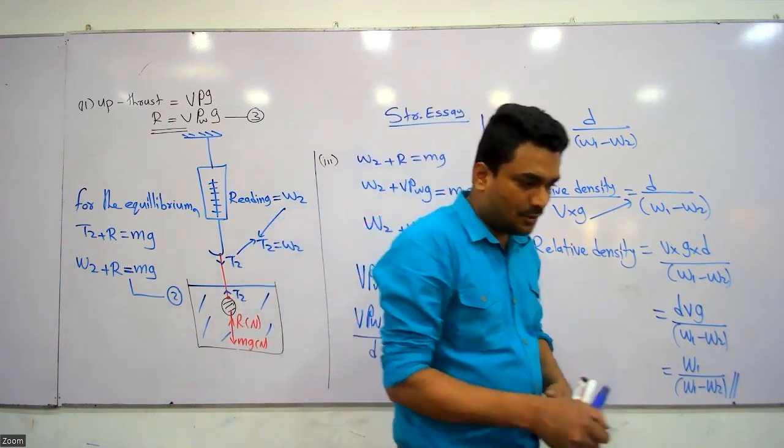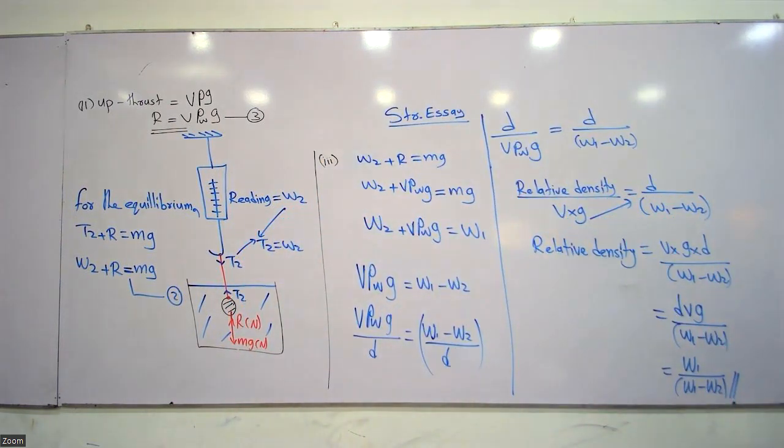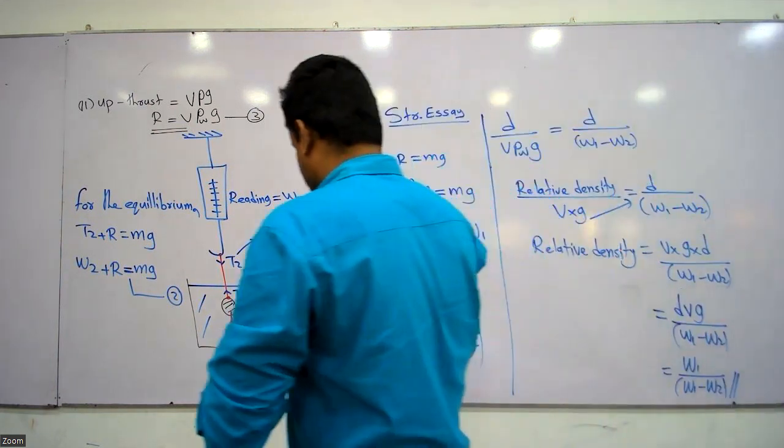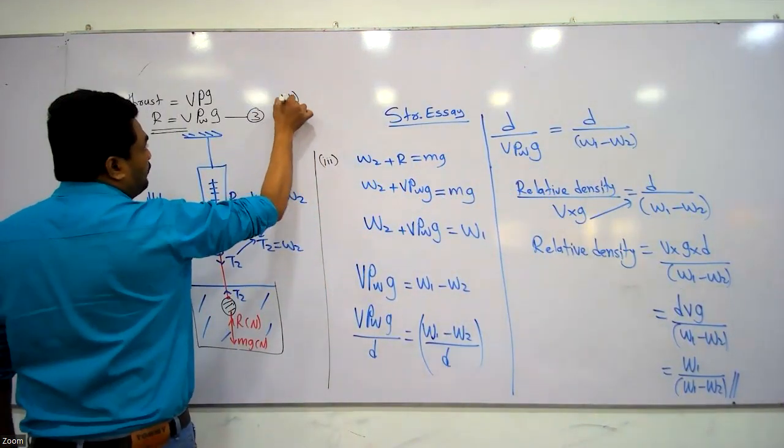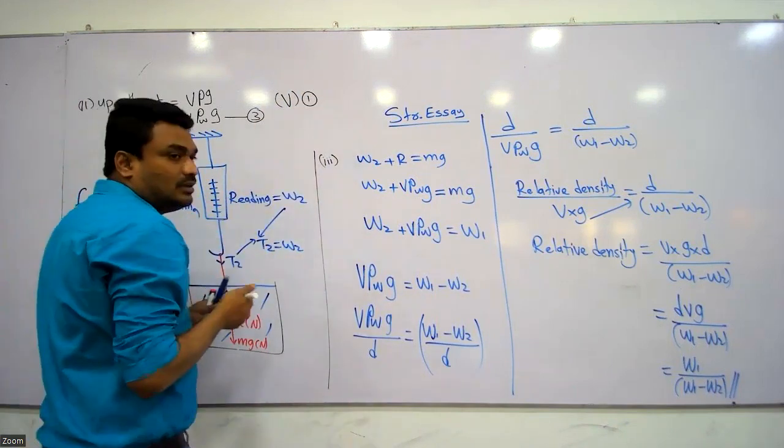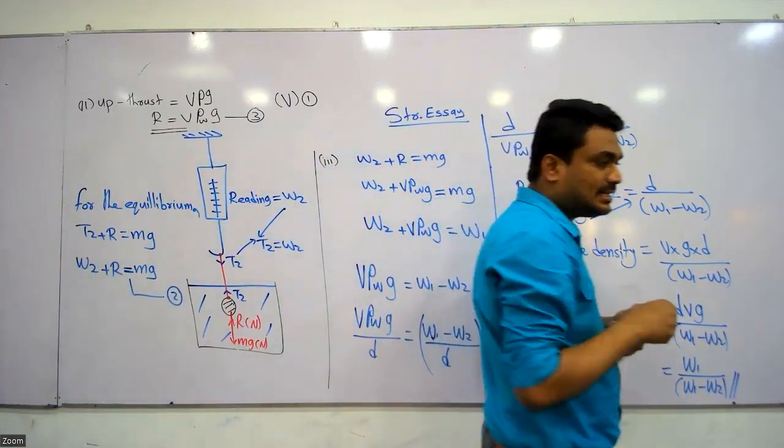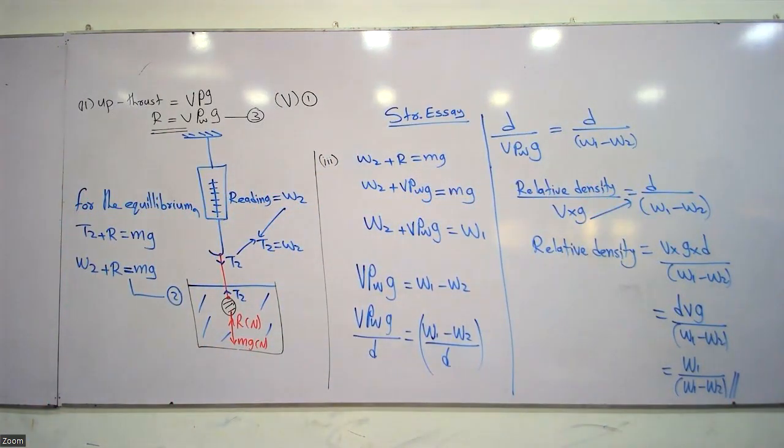Right? Roman number 5. There are 2 reasons. Roman number 5, first reason. When the mass measurement is larger, percentage error of the measurement is reduced.